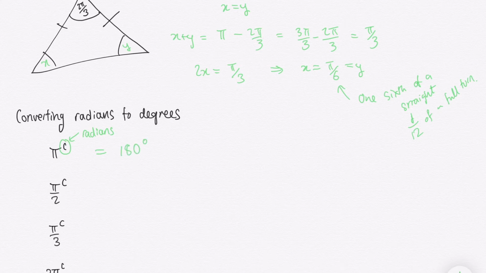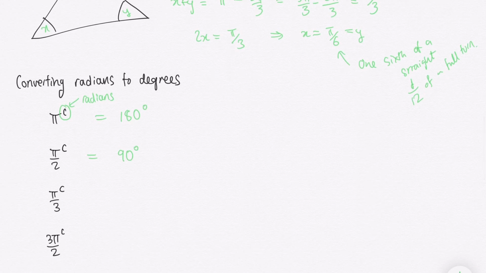Well, what about pi over 2? Well, that's one we've met already as well. Pi over 2 is just half of a straight line. Half of a straight line is 90 degrees, which is a right angle. Okay, well, what about pi over 3? Well, there's a third of a straight line. So what can we do there? We can divide our straight line of 180 by 3. So that is 60 degrees.